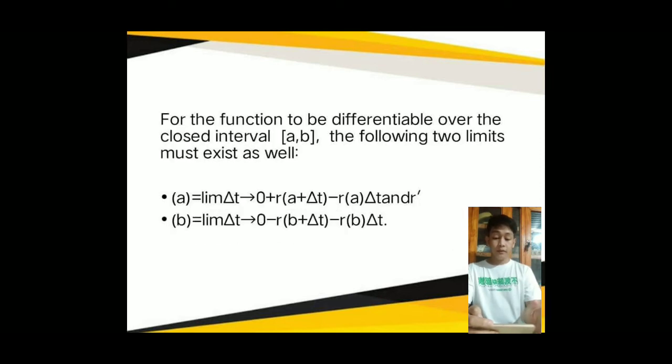For the function to be differentiable over the closed interval [a, b], the following two limits must exist as well. The first is the limit as delta t approaches 0 from the positive side of r(a plus delta t) minus r(a), over delta t. The second is the limit as delta t approaches 0 from the negative side of r(b plus delta t) minus r(b), over delta t.